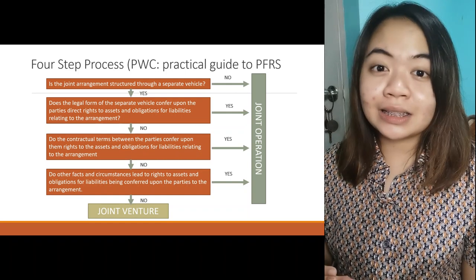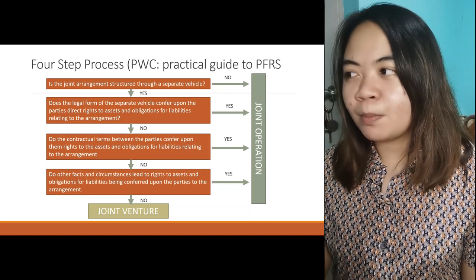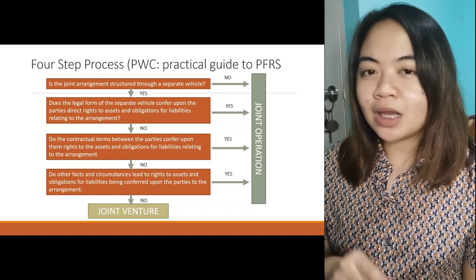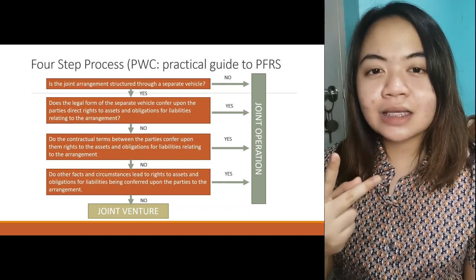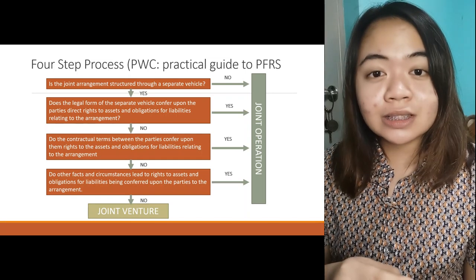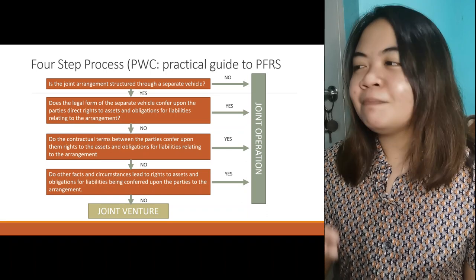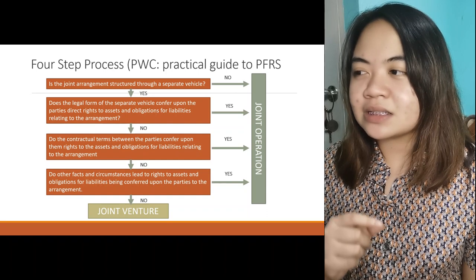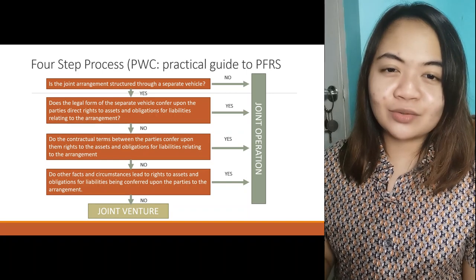Kasi may sunod kang itatanong dapat. Does the legal form of the separate vehicle confer upon the parties direct rights to assets and obligations for liabilities relating to the arrangement? So, if may rights daw and liabilities, rights over the assets and obligations sa liabilities, pag yes ang sagot mo, nag-fall siya sa definition ng joint operation. Pag no ang sagot mo, may itatanong ka uli. Okay? So, do the contractual terms between the parties confer upon them rights to the assets and obligations for liabilities relating to the arrangement? Okay?